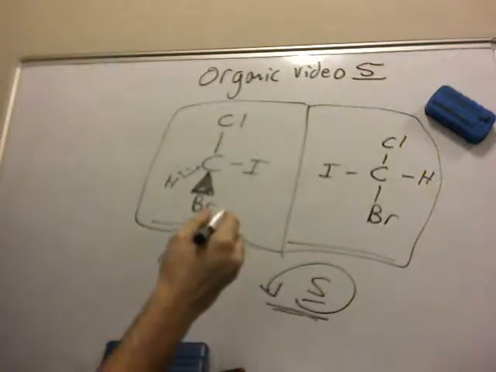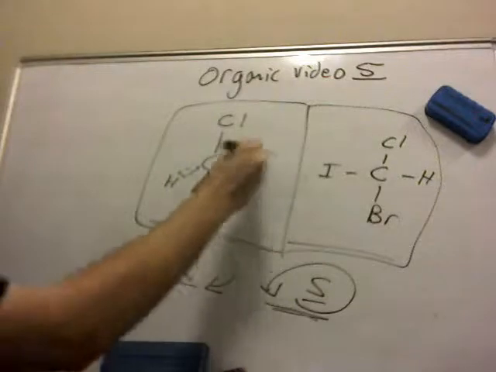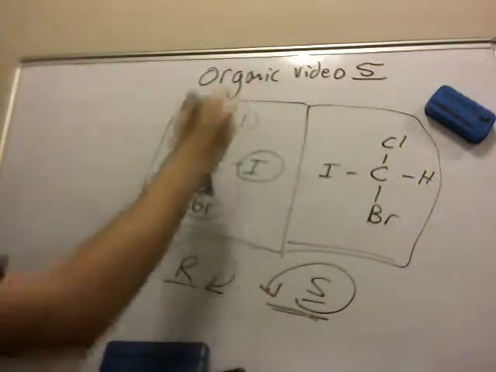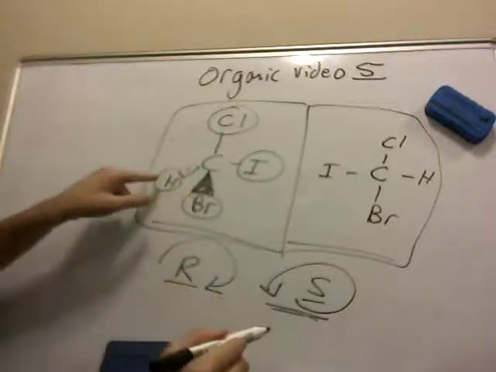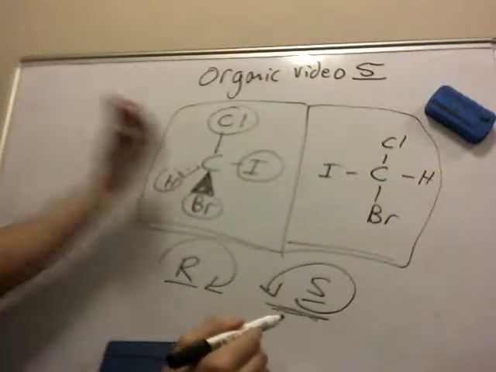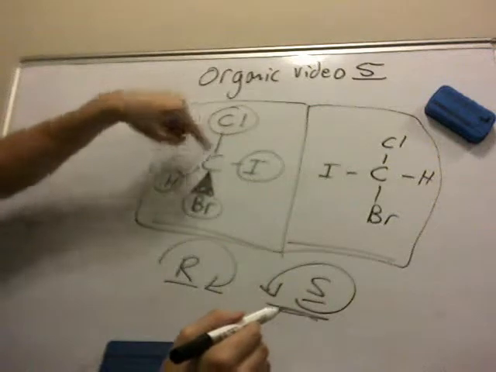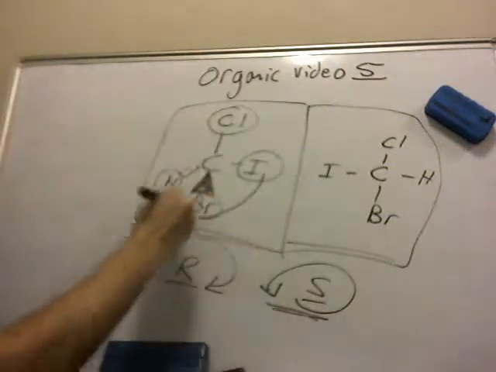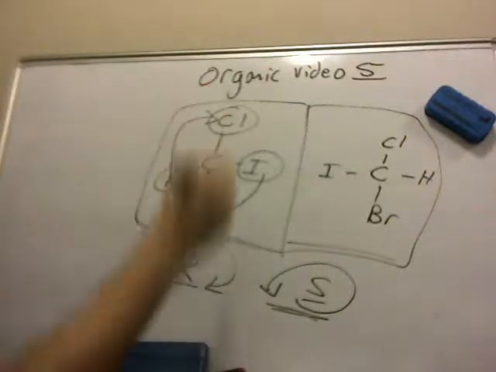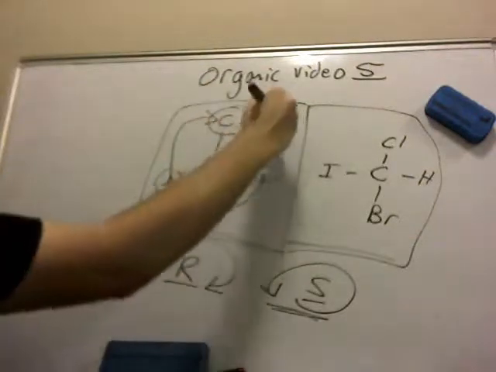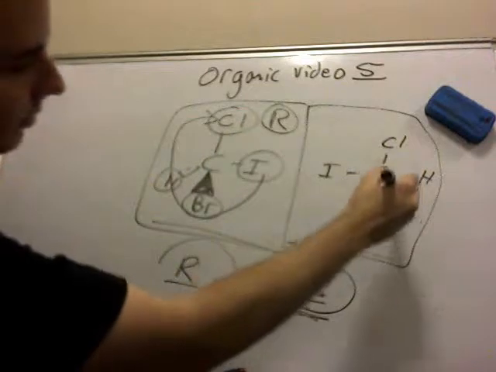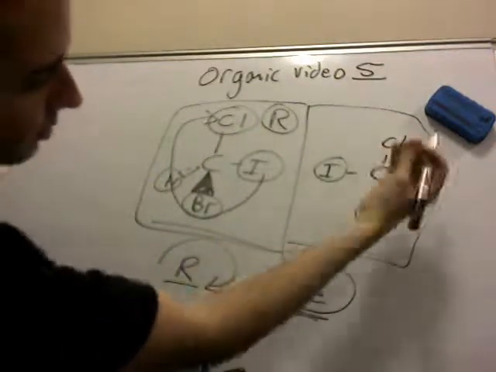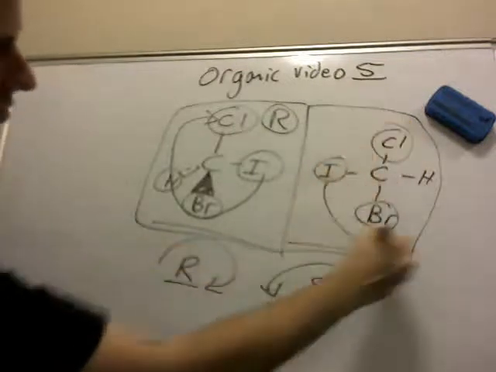But we're going to look at that in terms of the most important. So iodine is going to take precedence, and then bromine, and then chlorine, and then hydrogen. Since the hydrogen is least important, we're going to spin that around to the back of the plane, and we're going to go iodine, bromine, chlorine. So if we look, it's going this way, clockwise. So this is the R isomer. And here we have iodine, bromine, and again the hydrogen is going to be turned. We're going to have the chlorine. So this is the S isomer.